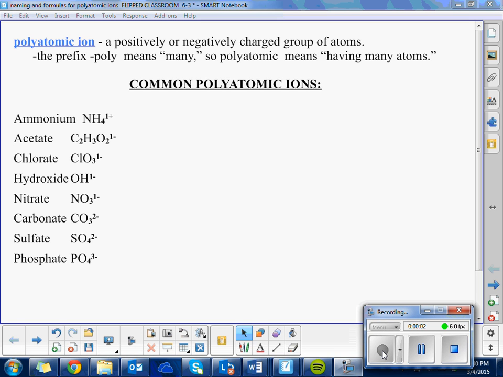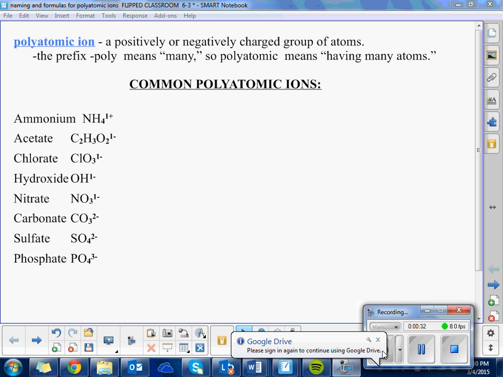So the past couple days, we have learned how to write the name of a binary compound when given a formula, and how to write the formula of a binary compound when given the names. And we've learned this just for binary compounds, but not all compounds are binary compounds. Binary, remember, means it's only two ions or two atoms. And we often have what are called polyatomic ions.